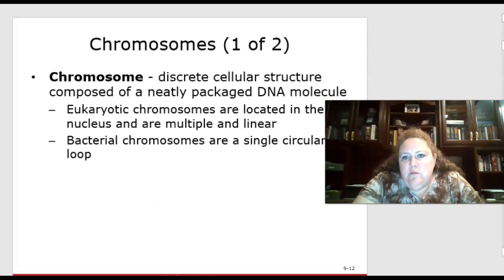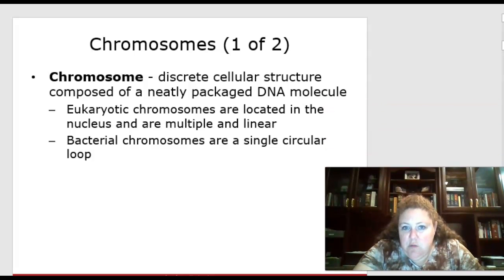So what is a chromosome? Well, this is a discrete cellular structure that is composed of neatly packaged DNA molecules. The eukaryotic chromosomes are located in the nucleus, and they are multiple, meaning there's more than one, and they are linear, or in a line, whereas bacterial chromosomes are a singular loop.